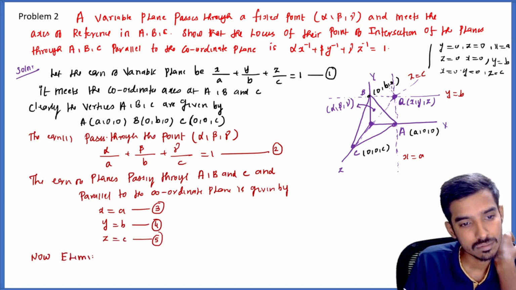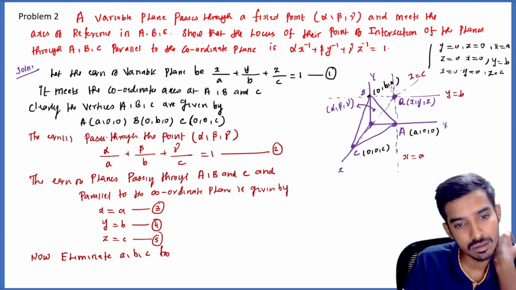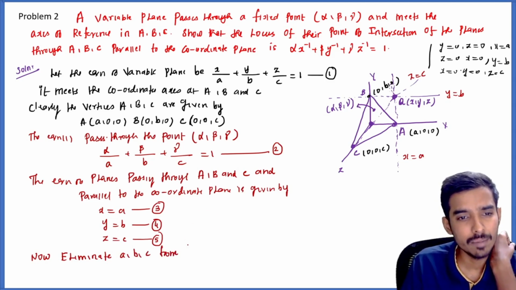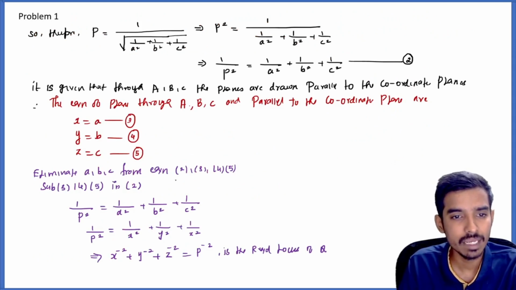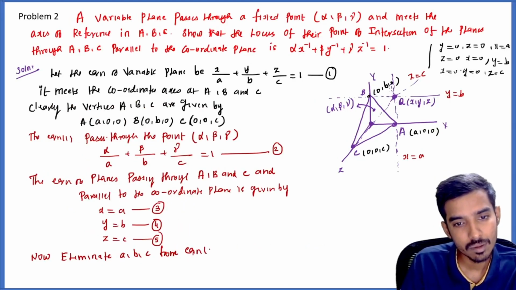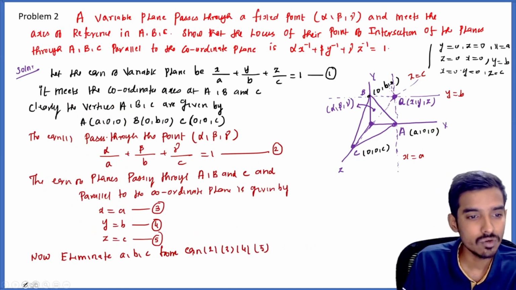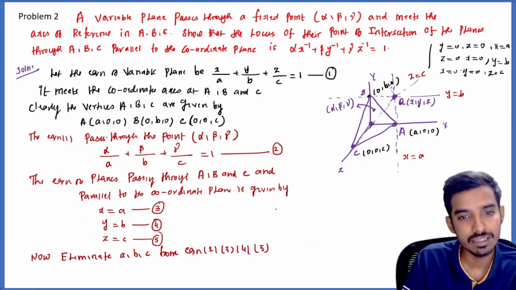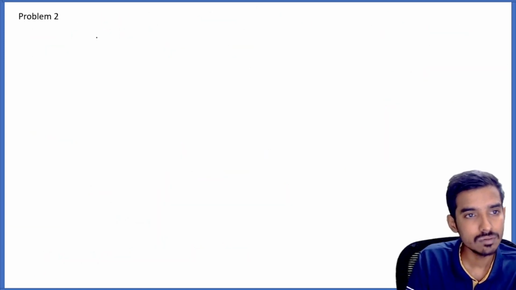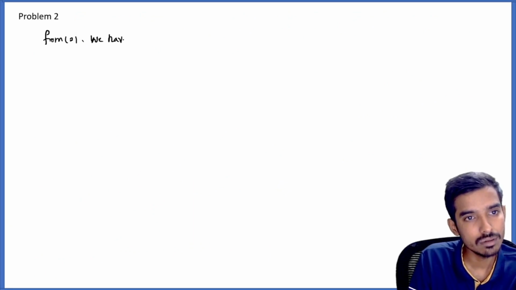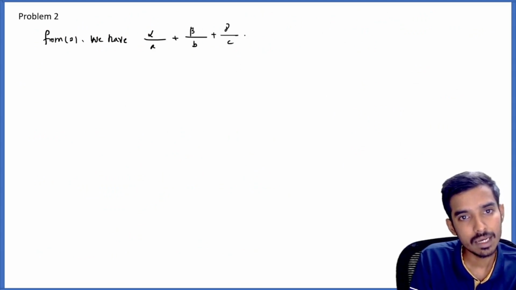Now eliminate a, b, c. We need to eliminate a, b, c, same as previous, from equations 2, 3, 4, 5. Very simple. We have done it. So from 2 we have alpha by a plus beta by b plus gamma by c is 1.